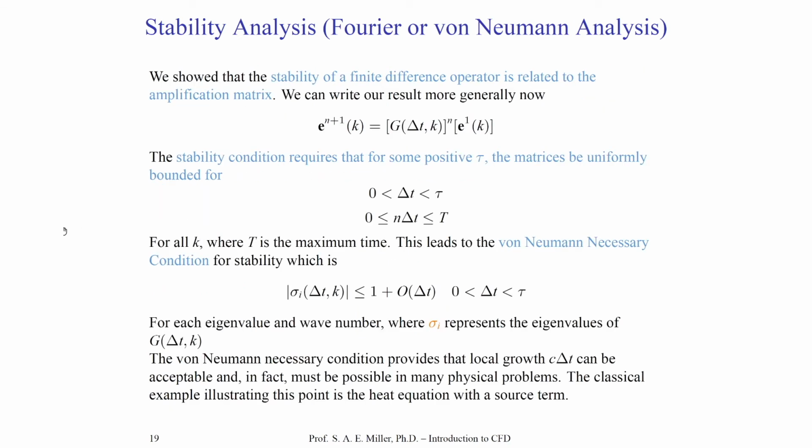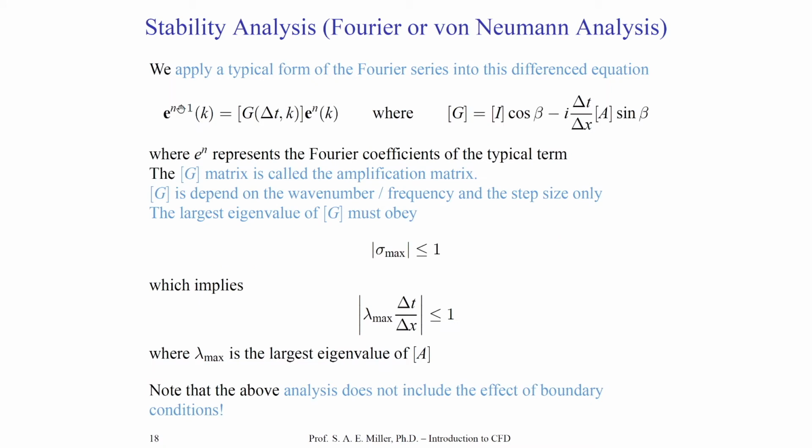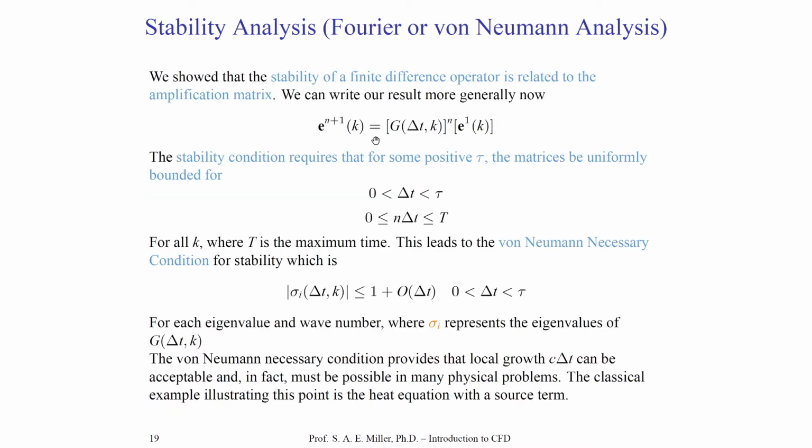Now, we showed that the stability of a finite difference operator will be related to the amplification matrix. Therefore, we can rewrite this equation here in the upper left with the new definition of G, and we'll have E to the n plus 1 of wave number will go as G, which is a function of delta t and wave number, which is spatial, at time level n times E to the n of k.